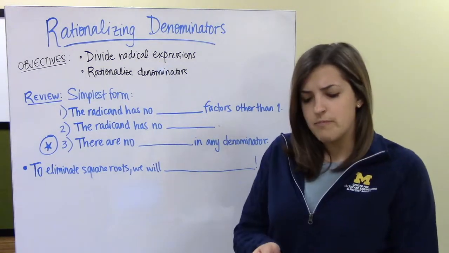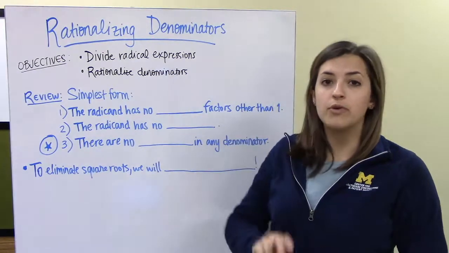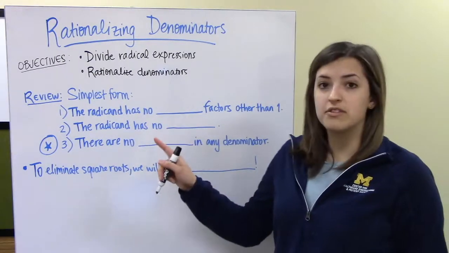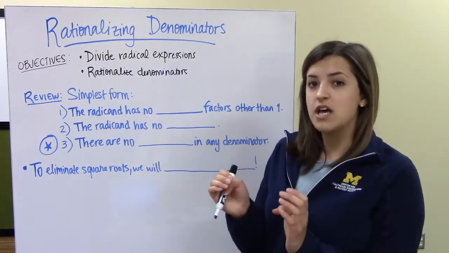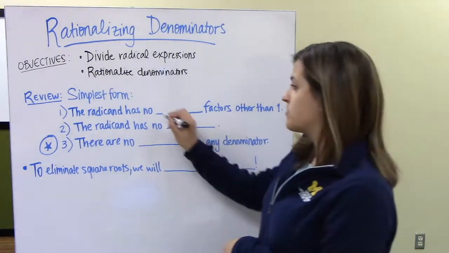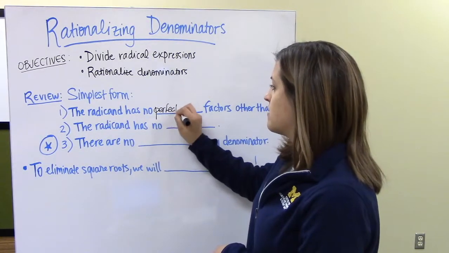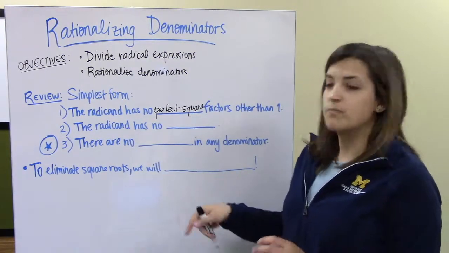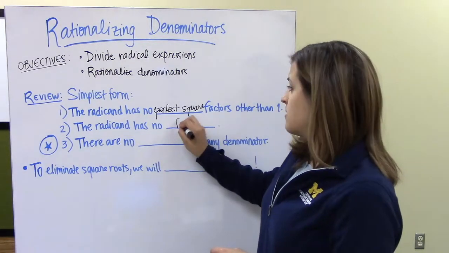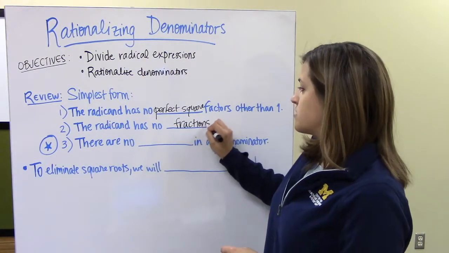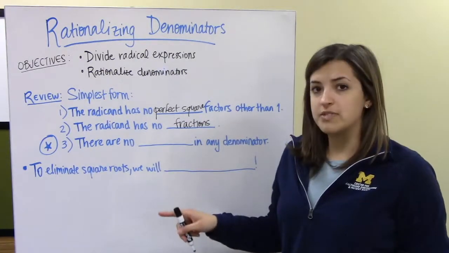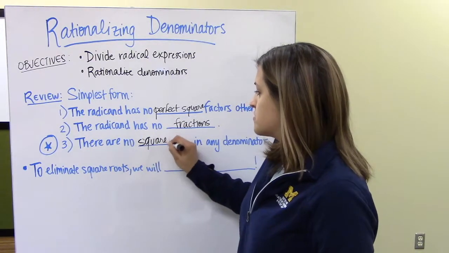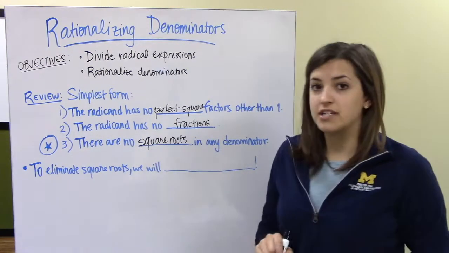Do you remember, back when we started learning about radical expressions, we wanted to get our radical expressions in simplest form. So there were three requirements for this. The first one was that the radicand, or the thing under the square root sign, had no perfect square factors other than 1. And the radicand also had no fractions. So we didn't want to end up with any fractions in our square root sign. And the third requirement was that there were no square roots in any denominator. So that's what we're going to be focusing on today.